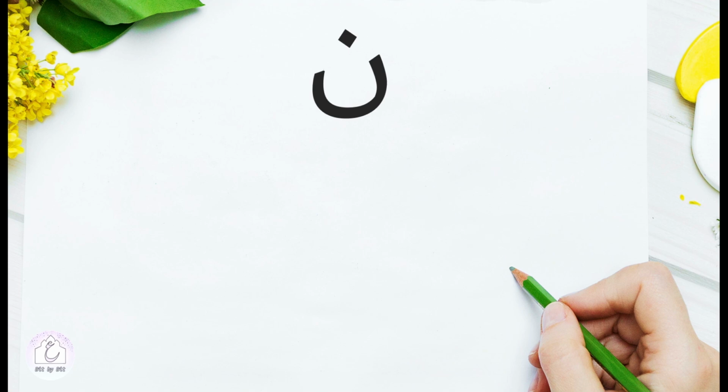To draw Noon in the isolated form, we draw a semicircle moving clockwise and add a dot above it in the middle. Very easy, right? A semicircle moving clockwise and a dot above. Will you try it? And while trying it, please pronounce the sound of Noon. N.